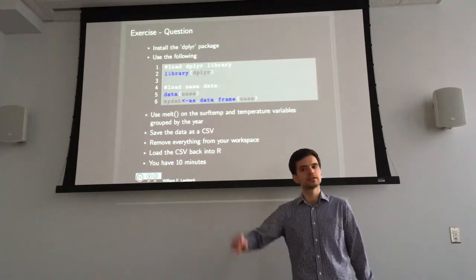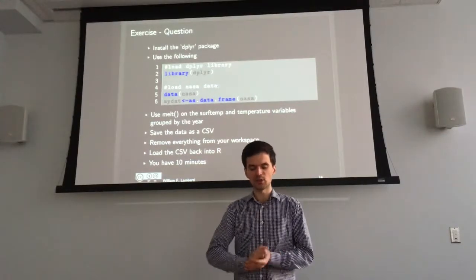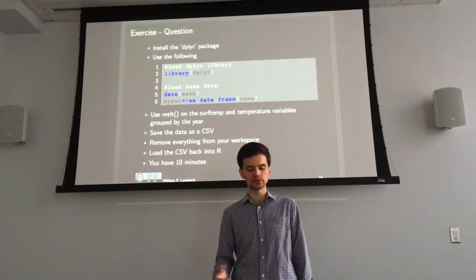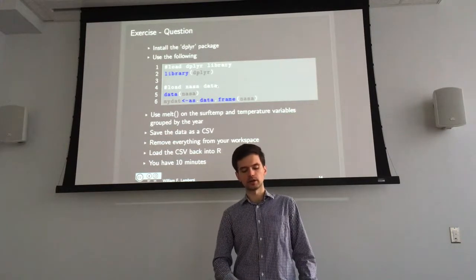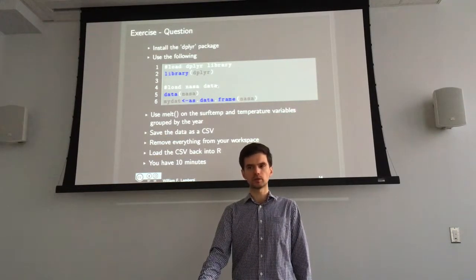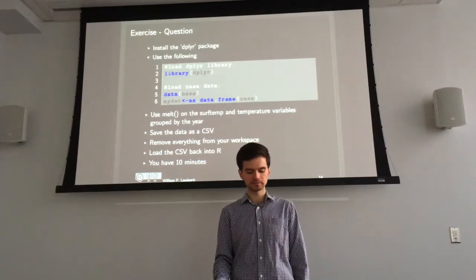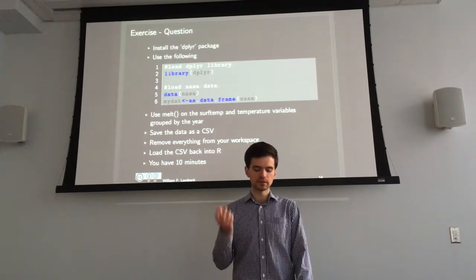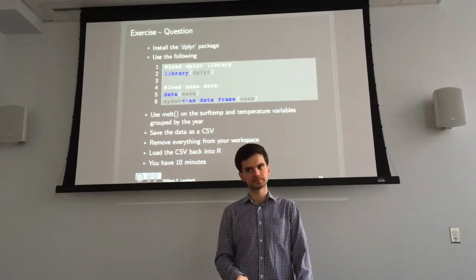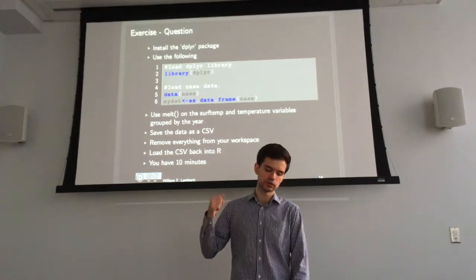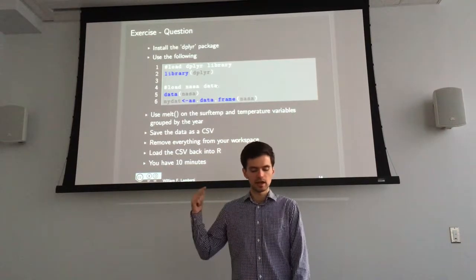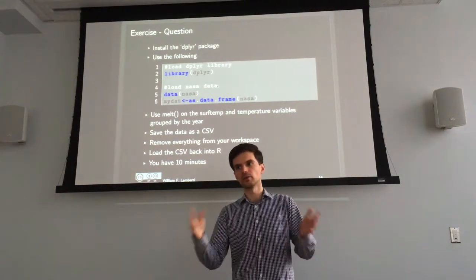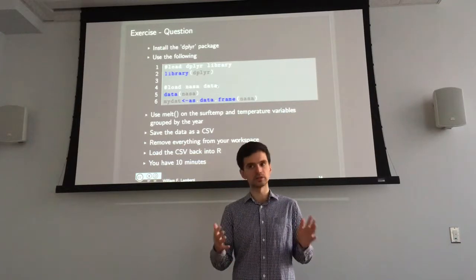I've talked a lot. It's time for you to do an exercise. I want you to install the dplyr package. It has access to some data sets that I want you to use. Use the following code where you open the package, load this NASA data set, and then convert it to a data frame. Then use melt on the surf temp and temperature variables grouped by the year. I only want you to use the surf temp and the temperature variables, and group them by the year. See if you can translate that verbal action into code using the melt function.